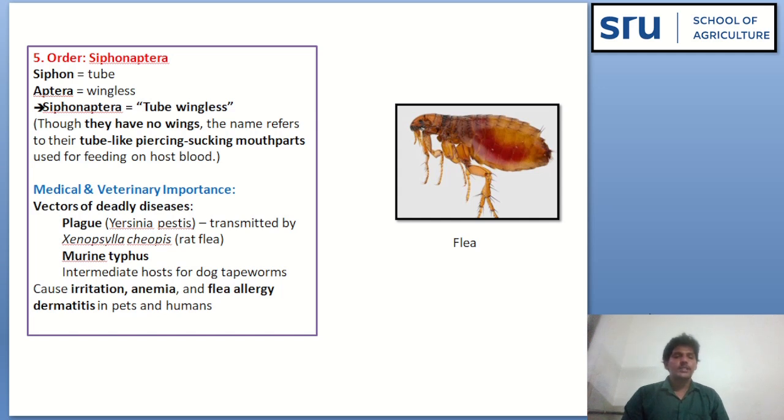Next order is the Siphonaptera. Siphon means tube, aptera means wingless. Tube-like mouthpart possessing wingless insects. Though they have no wings, the name refers to their tube-like piercing and sucking mouthpart used for feeding on host blood. Example is the fleas. These are the important vector for the plague disease.